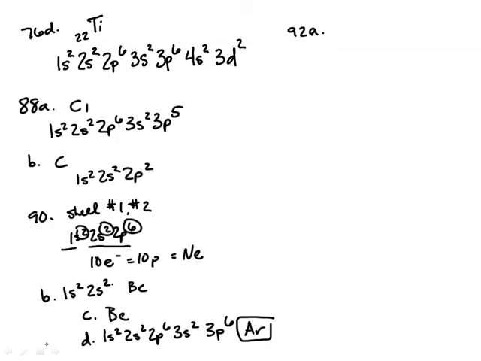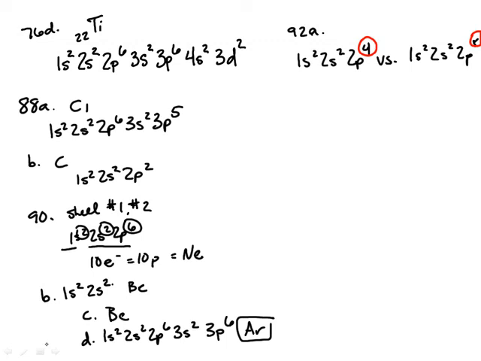So when we look at A, it says 1s2, 2s2, 2p4 versus 1s2, 2s2, 2p5. So right there, I've got an issue. This one ends in 2p4. This one ends in 2p5. The p4 column would be 1, 2, 3, 4. That would be oxygen. And the p5 would be fluorine. So clearly these are not the same element.